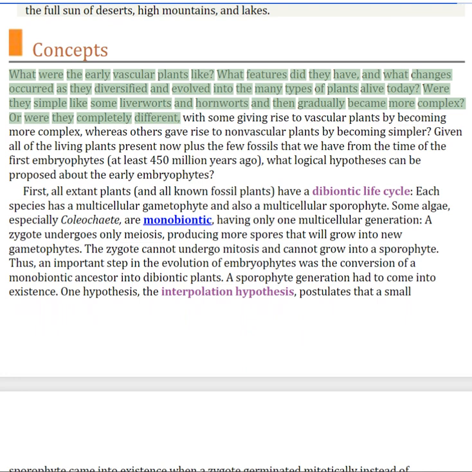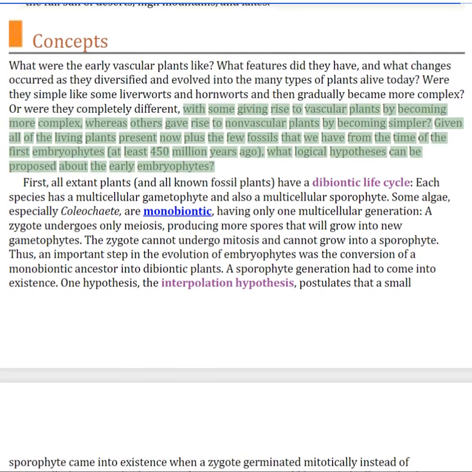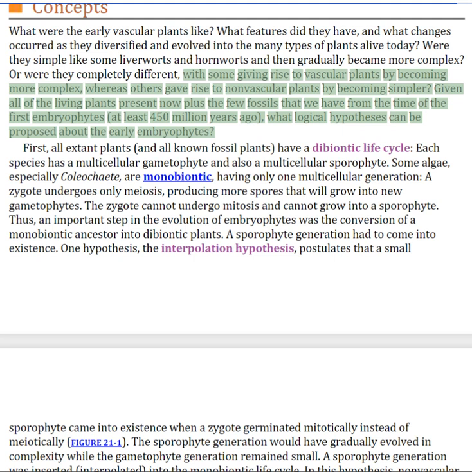What features did they have, and what changes occurred as they diversified and evolved into the many types of plants alive today? Were they simple like some liverworts and hornworts and then gradually became more complex? Or were they completely different? With some giving rise to vascular plants by becoming more complex, whereas others gave rise to non-vascular plants by becoming simpler? Given all of the living plants present now plus the few fossils that we have from the time of the first embryophytes, what logical hypotheses can be proposed about the early embryophytes?